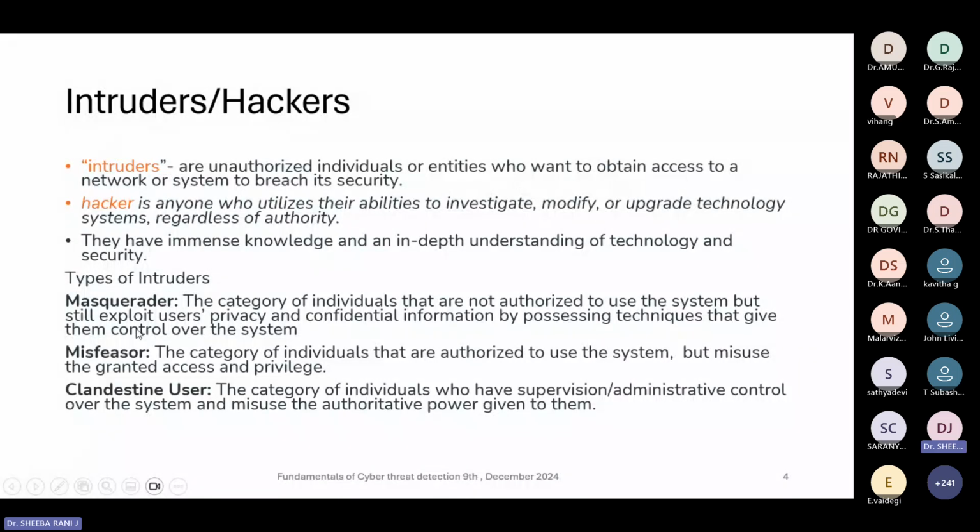So now the next thing is types of intruders. So 3 types of intruders are there in the literature. First, the masquerader. Same thing as an intruder, the category of individuals that are not authorized to use the system, but still exploit users' privacy and confidential information by possessing techniques that give them control over the system without our knowledge, right? They will just be taking control of that. So those intruders are called masqueraders.